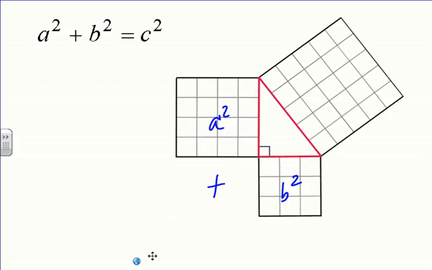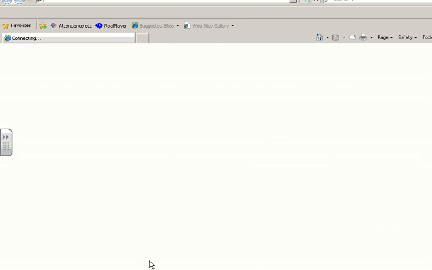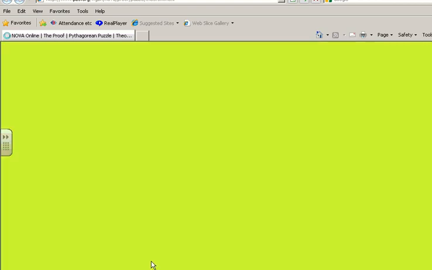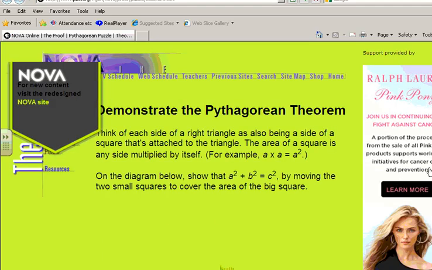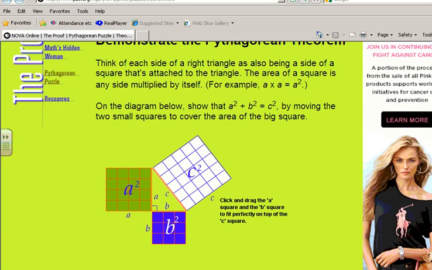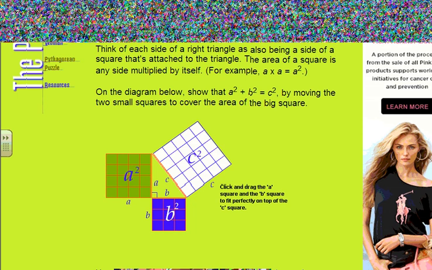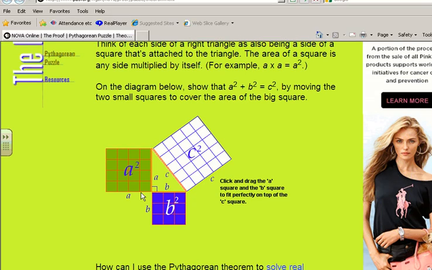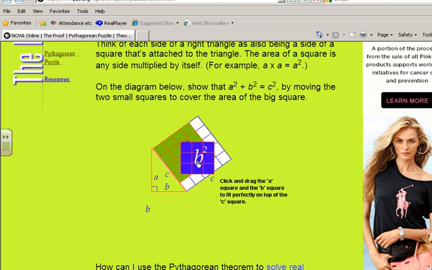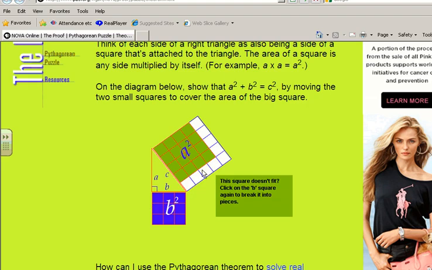So I can prove it using a really cool app or program on the internet. It's put out by pbs.org, which is a proof of the Pythagorean theorem. I'm going to put it up here and walk you through it a little bit. So here I have that A by A square, and I'm going to drag this A by A square and drop it in there. Now you can see as I drag this B by B square, it's not going to fit in there, is it? So it doesn't fit.